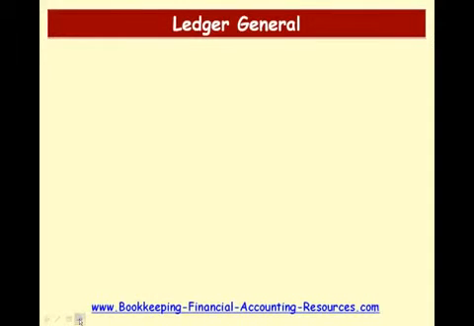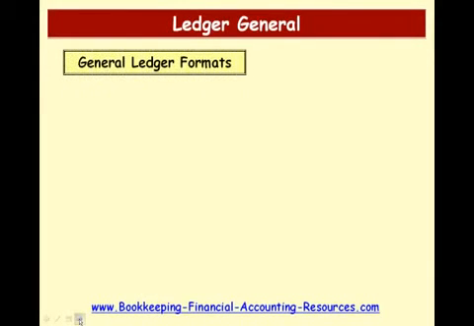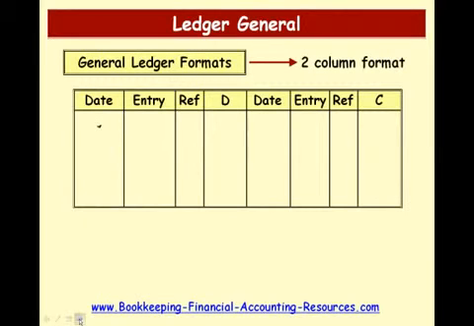Here we talk about general ledger formats, and the first format is the two-column format. Here we have an example, and two separate columns are used for debit and credit entries. Those columns are divided into subcolumns in order to indicate the date, entry, and reference of the transaction.